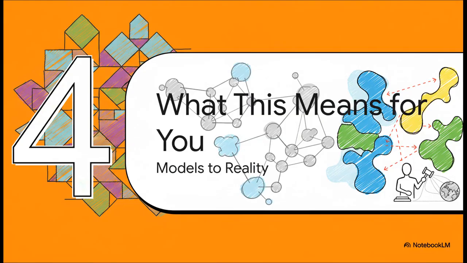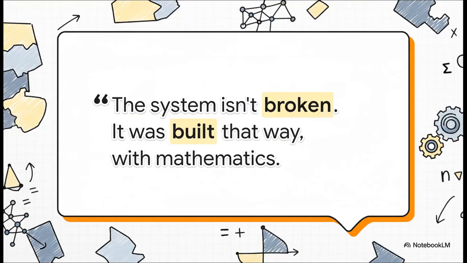So why does all this matter? I mean, who cares about the abstract models? Well, this isn't just a fun math problem. Understanding these patterns is about taking that abstract idea and turning it into a real-world awareness of the invisible systems that are shaping our lives every single day. It all leads you to this really powerful, maybe even kind of chilling thought. The system isn't broken. It was built that way, with mathematics. The problems we see might not be bugs in the system. They might actually be the features, all carefully calculated.